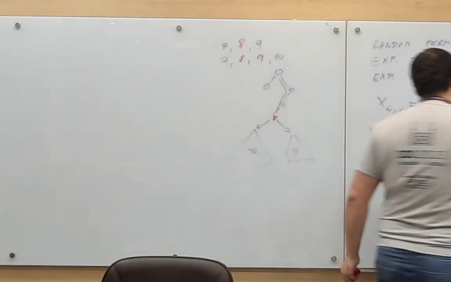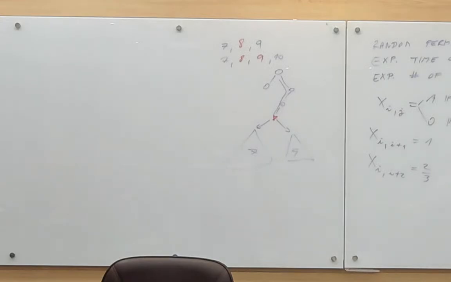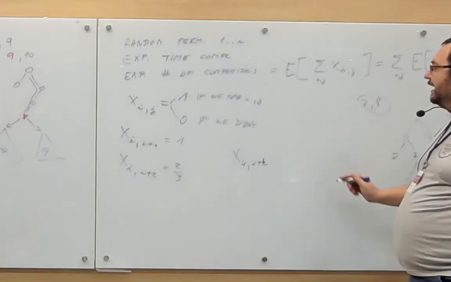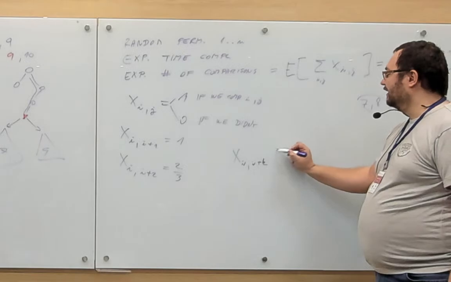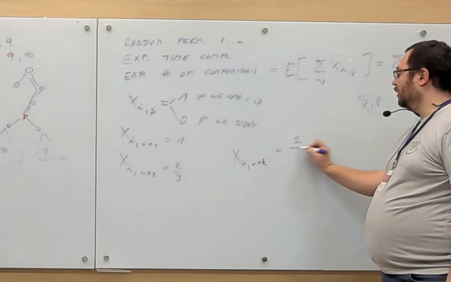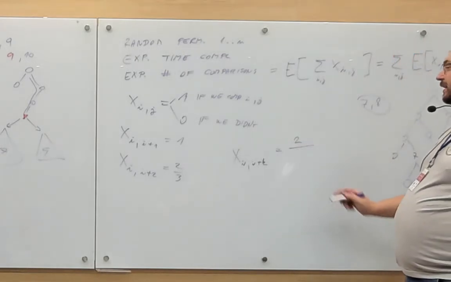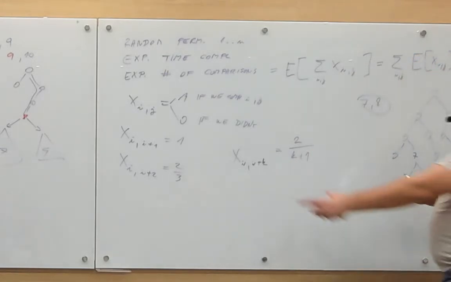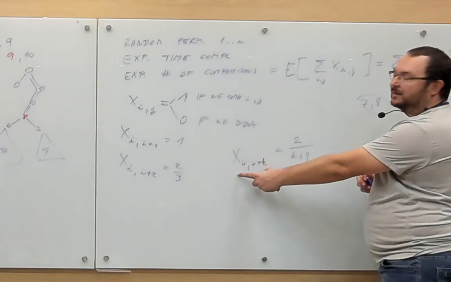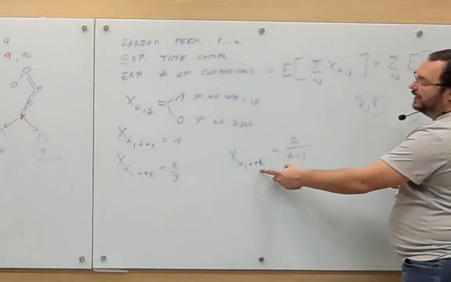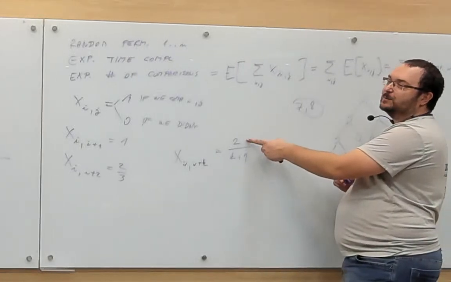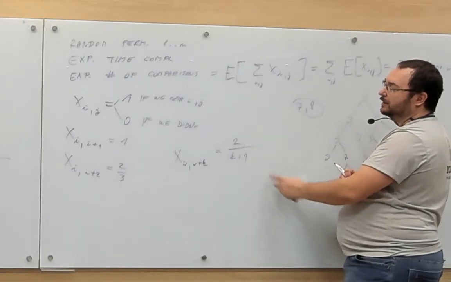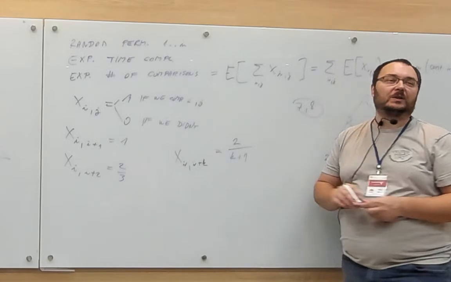So the general formula then is X, the probability that I and I plus K will be compared is 2 over, what is it, K plus 1. Yes, so this range has K plus 1 numbers, and if either of the edges of the range is the first one inserted, then we will get the comparison. In all other cases, we will not get the comparison.